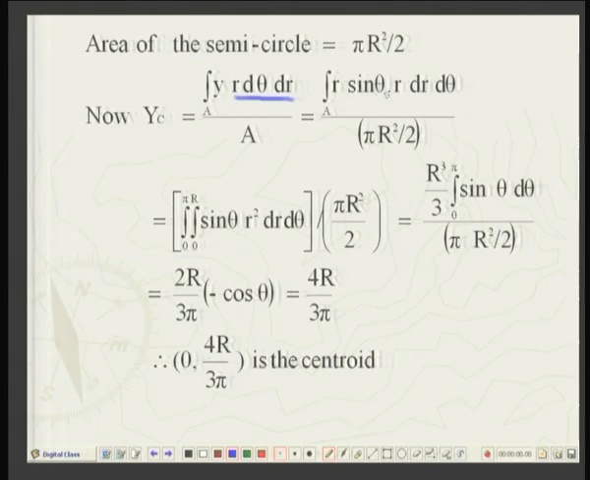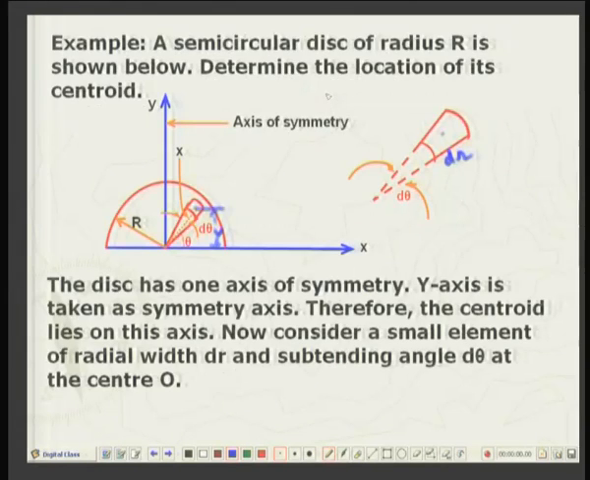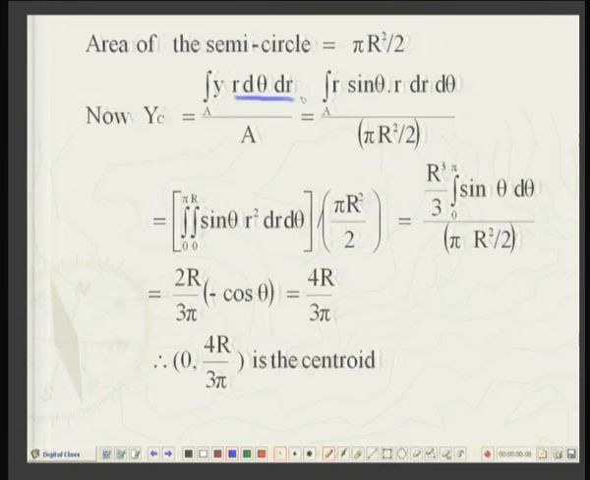So, this y is equal to r sin theta. Again, y is equal to r times sin theta, right. So, y r d theta dr divided by the total area of the semicircle. So, you can see that it is the area integral r sin theta r dr d theta divided by pi r square by 2. Now, to calculate the area integral, it is not difficult.